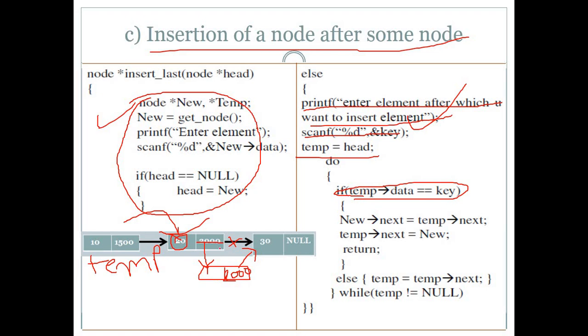So we can add this node after 20. What we will have to do is copy this address into our new's address, and we will have to move 20 to the new. So we can add our new node after some specific node this way.